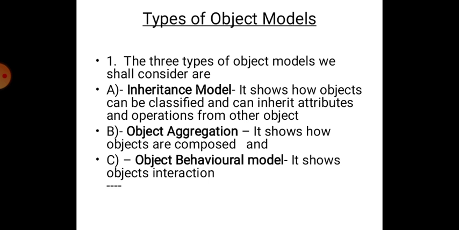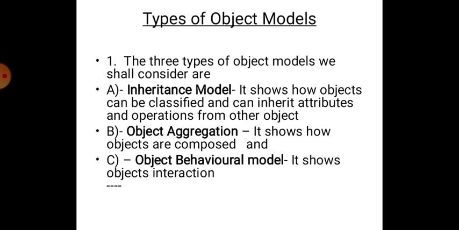Types of object models. Point number 1. The three types of object models that we shall consider are: first, the inheritance model; second, object aggregation; third, object behavioral models. Students, there are a number of models, but right now we will consider these three for our portion. The inheritance model shows how objects can be classified and can inherit attributes and operations from other objects.